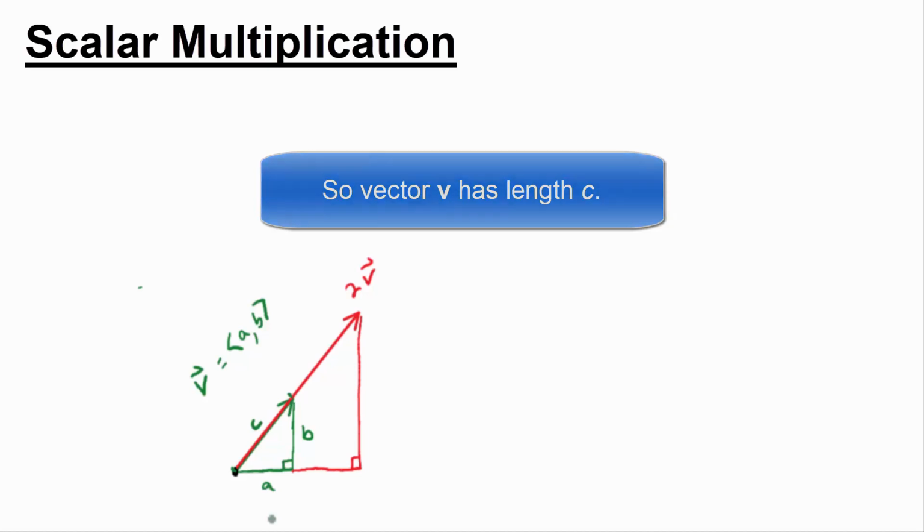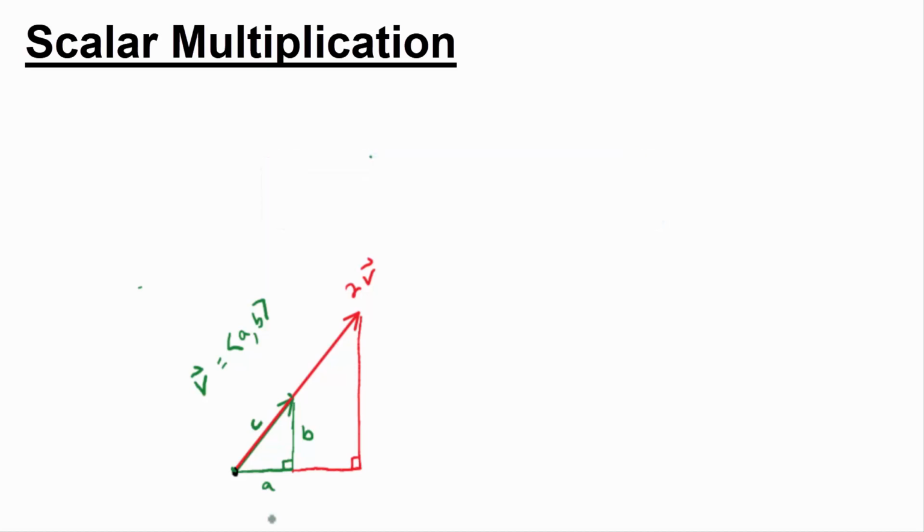Then, by the way we've created this geometric definition of scalar multiplication, what's the length of the big hypotenuse for 2V? It's 2C, right? So the length of the hypotenuse of the bigger triangle has just got to be 2C.